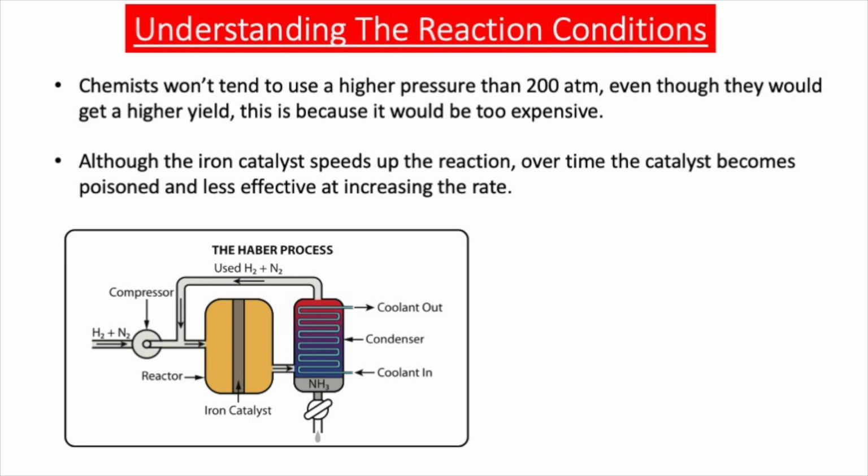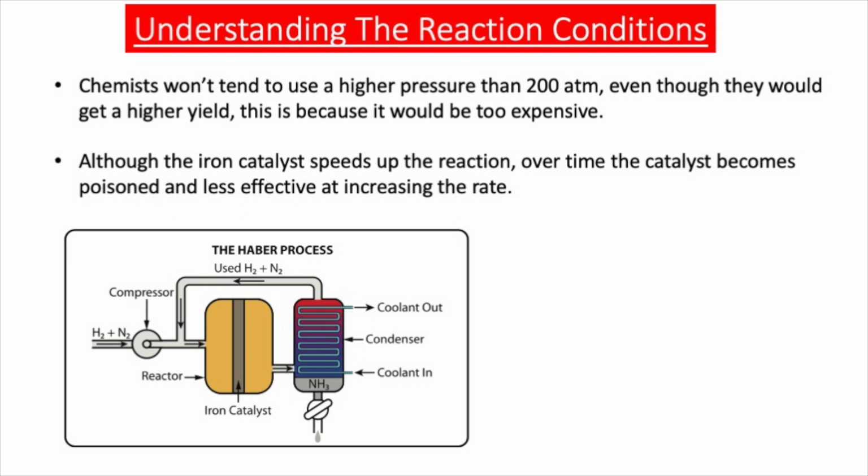Now, chemists won't tend to use a higher pressure than 200 atmospheres, even though they would get a higher yield, and this is because it would be too expensive to produce equipment that would withstand such high pressures. Although the iron catalyst speeds up the reaction, over time the catalyst becomes poisoned and less effective at speeding up the reaction, and therefore would need replacing.